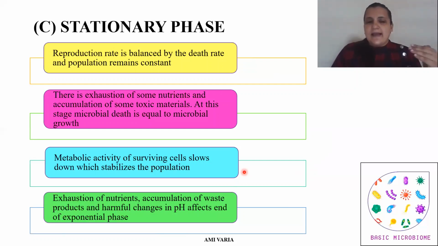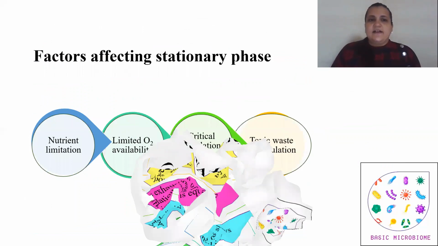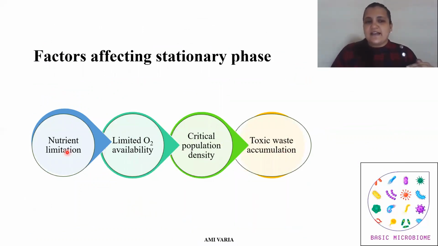In this phase, the exhaustion of nutrients, accumulation of waste products and harmful changes in the pH affect the end of the exponential phase. The factors affecting the stationary phase: the first important factor affecting cell division is nutrient limitation. Because of the excess increase in cell number in the log phase, the nutrients present in the medium become less and become exhausted.